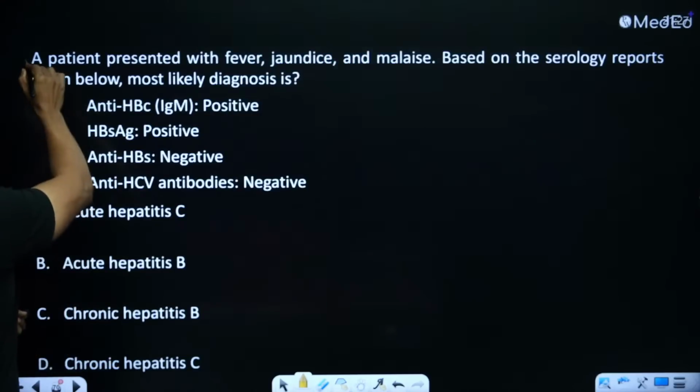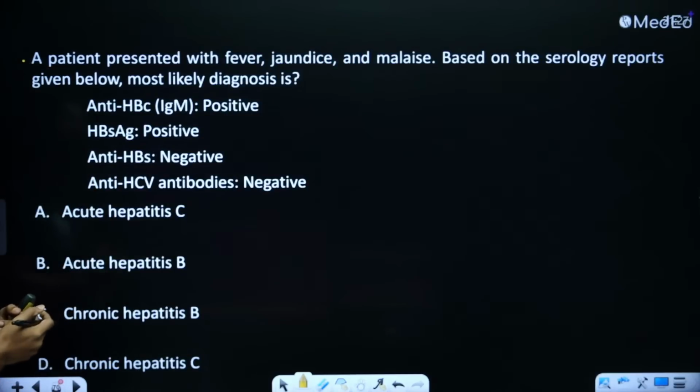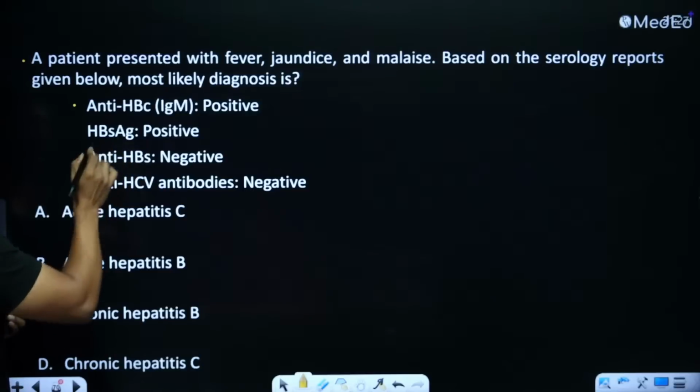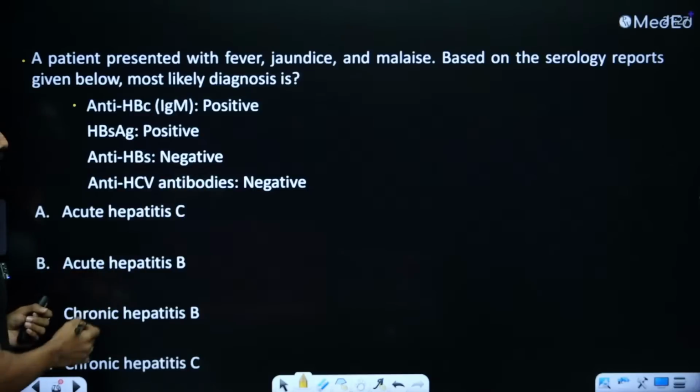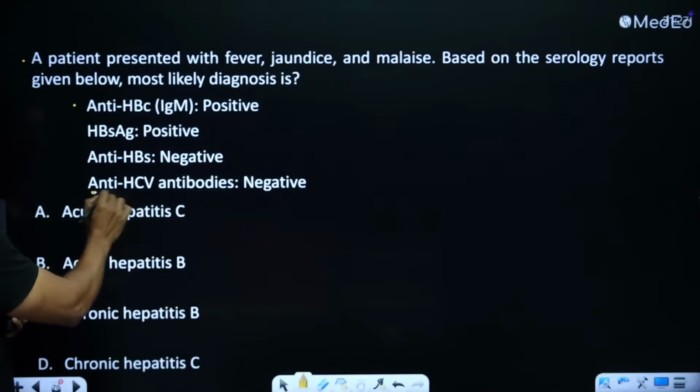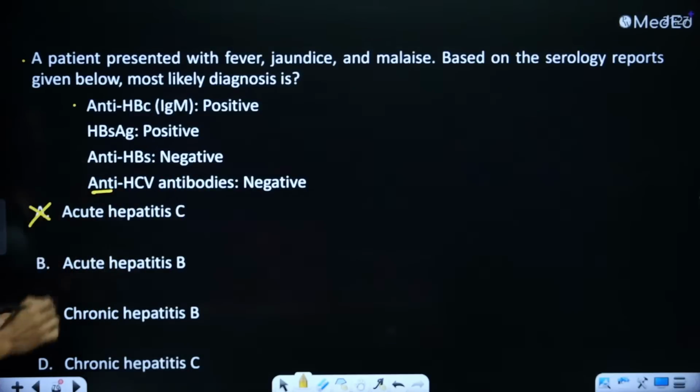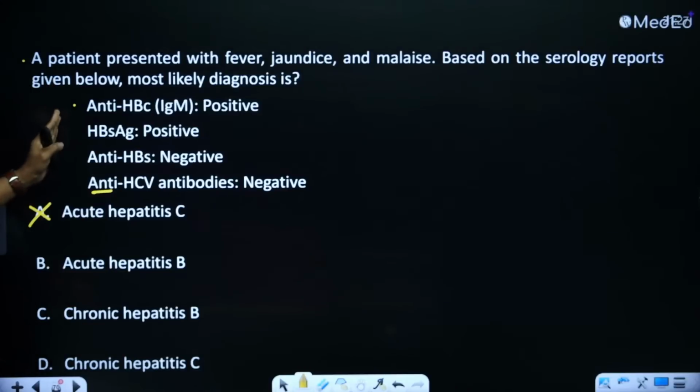Okay. Next one, a patient presented with fever, jaundice and malaise. Based on serology reports given below, what is the most likely diagnosis? So patient is positive for anti-HBc IgM, HBsAg positive, anti-HBs negative and anti-HCV antibodies negative. So anti-HCV negative already rules out hepatitis C. So I have to deal with hepatitis B.